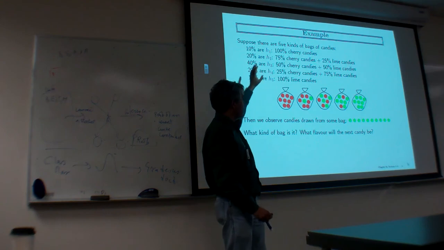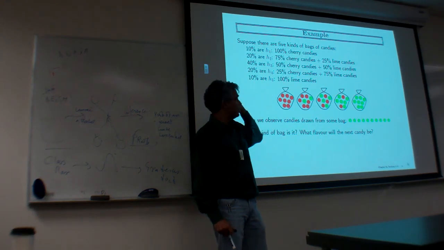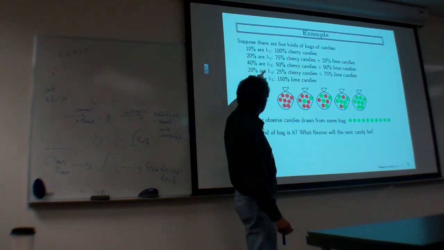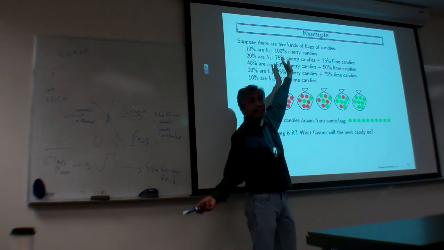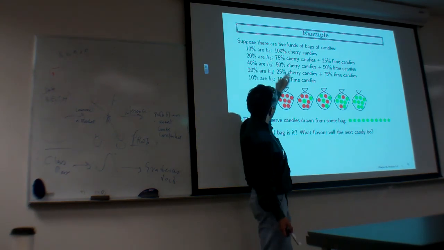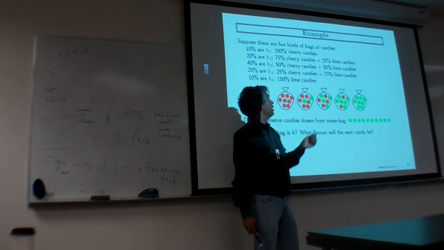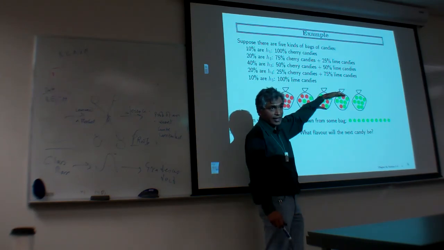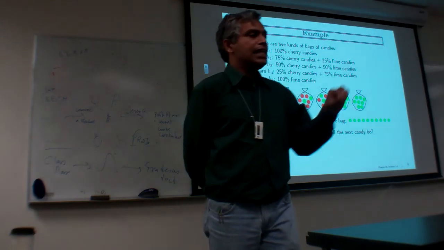One kind of bag, this is H1, has only cherry candies. Another kind of bag has 75% cherry candies and 25% lime candies. Another kind has 50-50, another 25 this and 75 that, and the other one 100% lime candies. I gave you a bag.